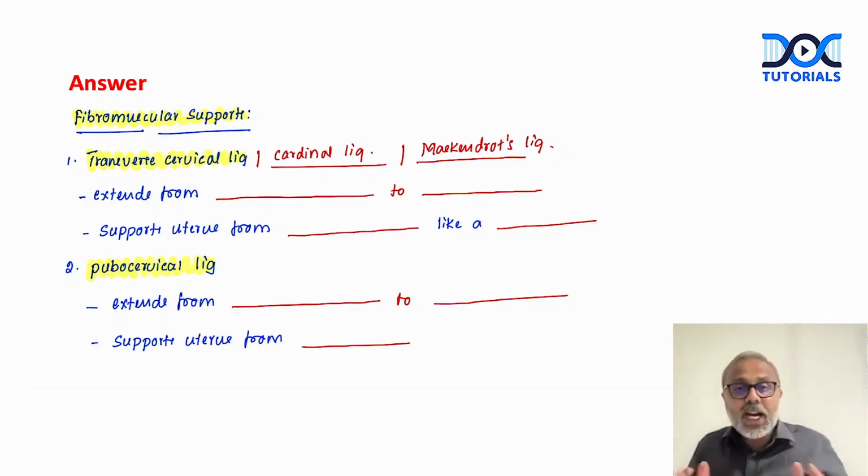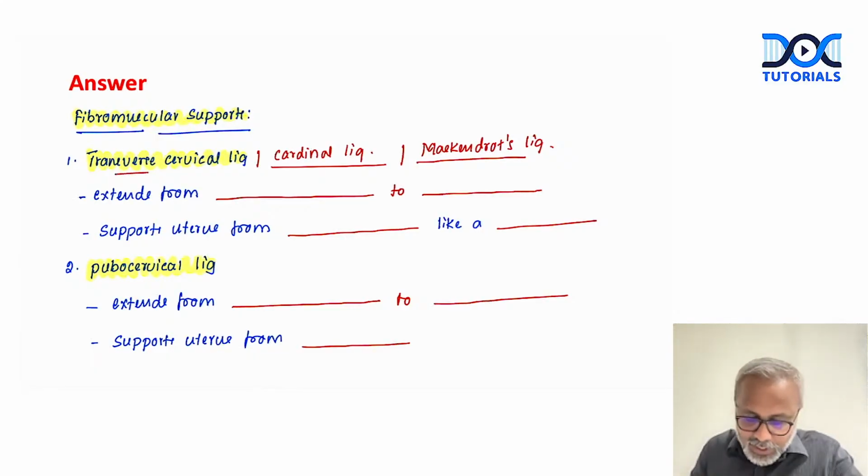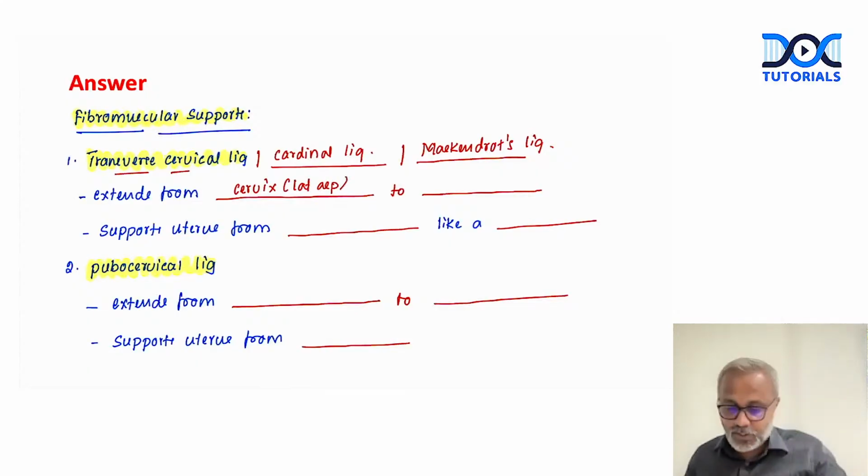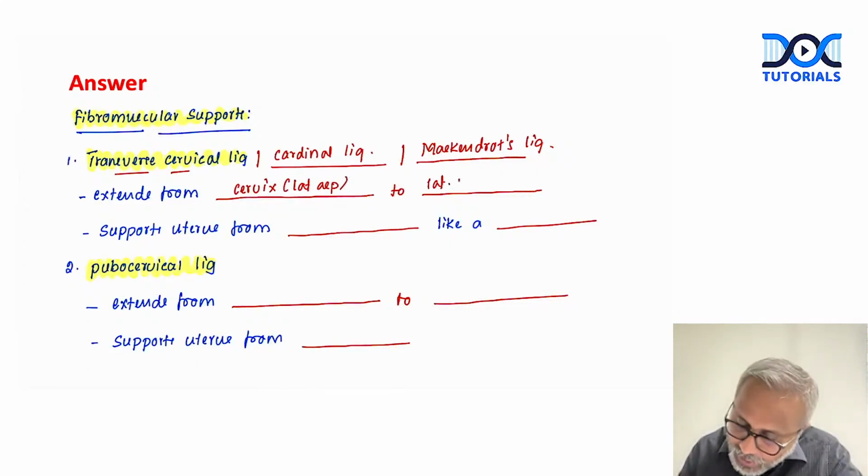Now, what is the attachment of each of these ligaments? You must mention, okay, in a single sentence. For example, transverse cervical ligament. Remember, it extends from the lateral aspect of the cervix, right? The lateral aspect of the cervix to the lateral pelvic wall.